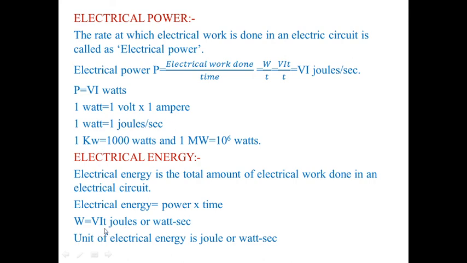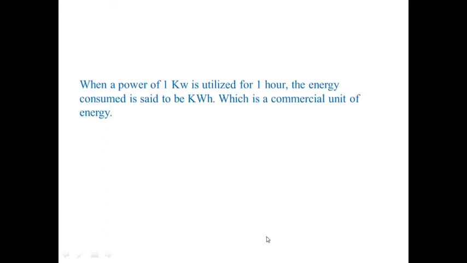So W is equal to V into I into T joules or watt seconds. The power is V into I, multiplied by time T. So the unit of electrical energy is joules or watt seconds. When a power of 1 kilowatt is utilized for 1 hour, the energy consumed is said to be 1 kilowatt hour, which is the commercial unit of energy.